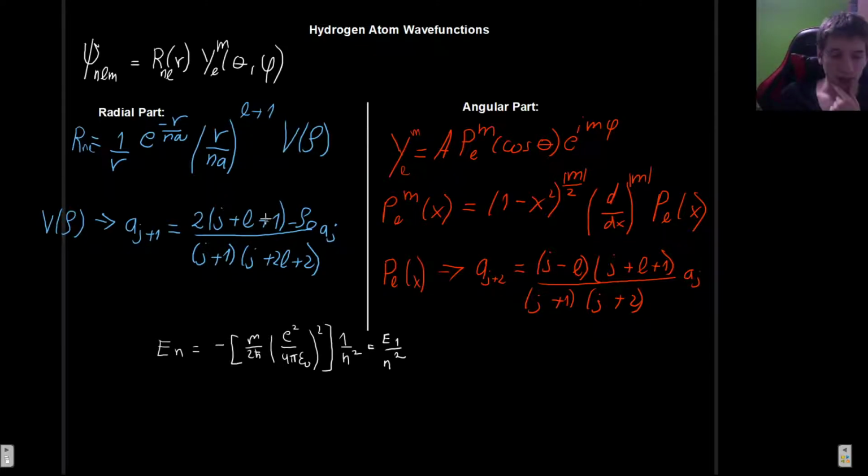Now, what I wanted to comment is that we saw that these were the expressions for R and these spherical harmonics. So for R, it was 1 over r, e to the minus r over n a, times r over n a to the l plus 1 power, times some function v that depends on, we used before this rho variable, which we can then transform into r, and that's actually what we have to do because this has to depend on r in the end. But I left it as rho because that's what we saw in the previous video.